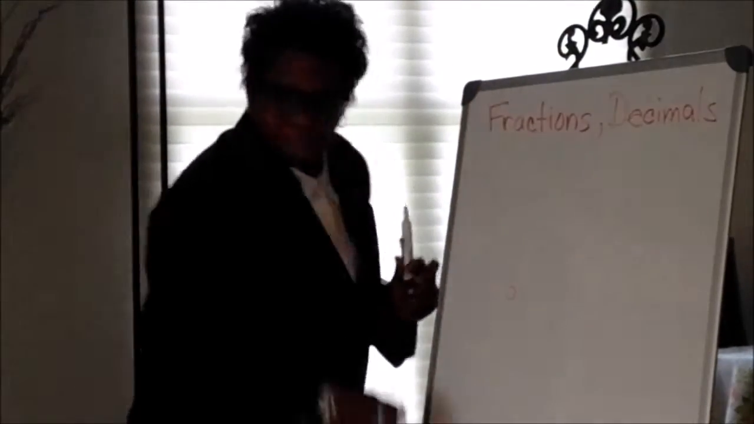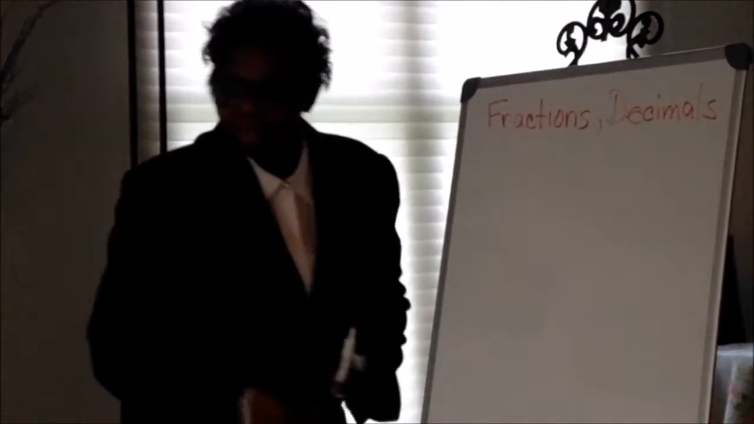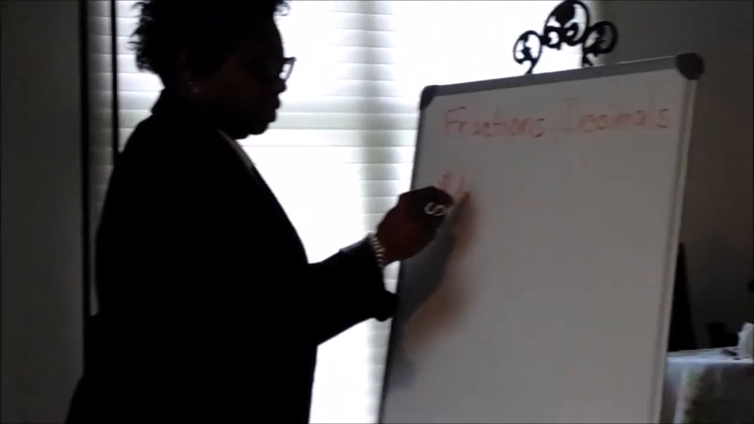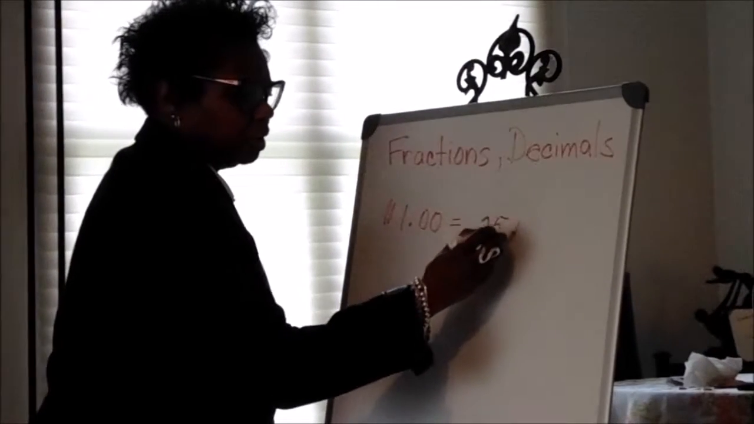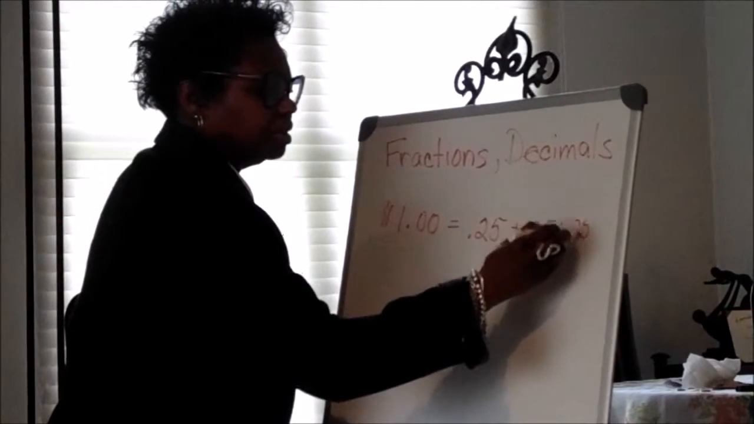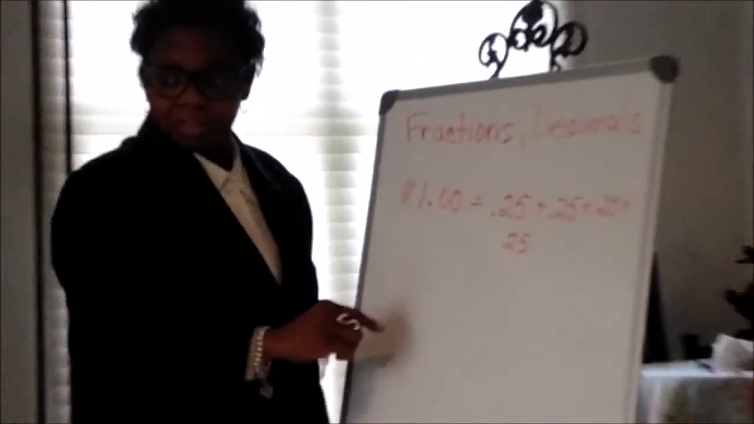Let's take another fraction. Let's take a dollar bill. How many quarters are in a dollar? Yes, Ryan? 4. So we have $1, and that's equal to 4 quarters. So that would be 25 cents plus 25 cents plus 25 cents plus 25 cents. Now, is this true? $1 equals 25 cents?